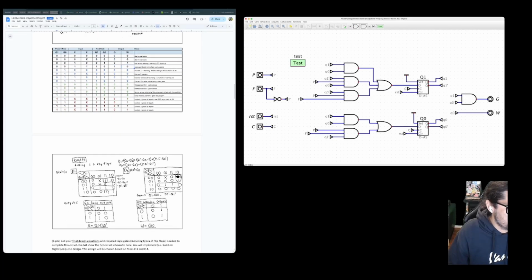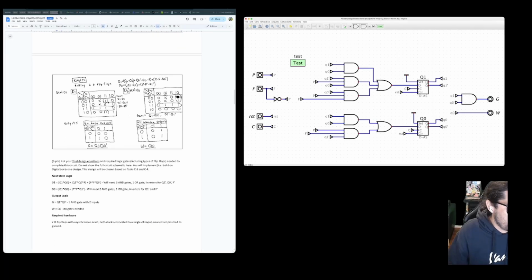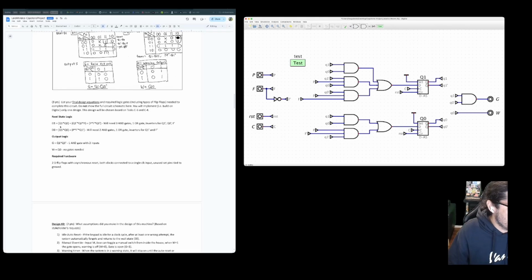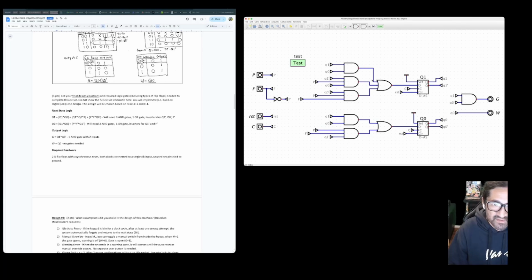Here's the state transition table, my K-maps and the equations up here. I got the final equations. D1 is Q1 and Q0, or Q1 not and Q0 and P, or P and F and Q0 not. That's 3 AND gates and 1 OR gate.